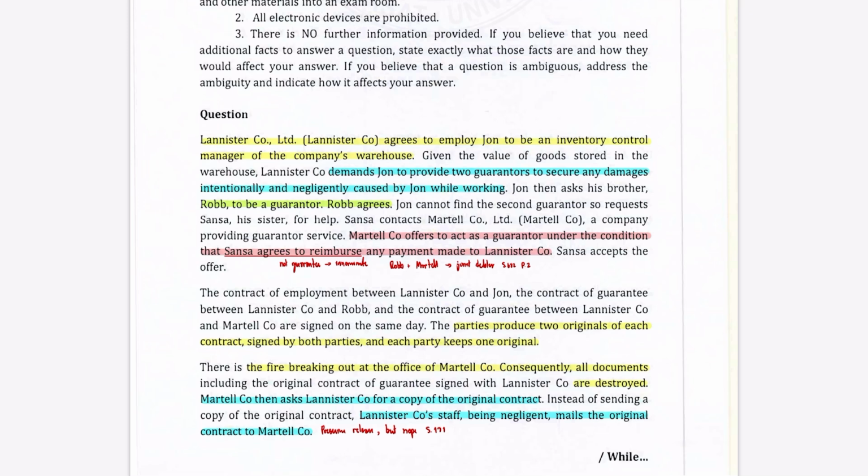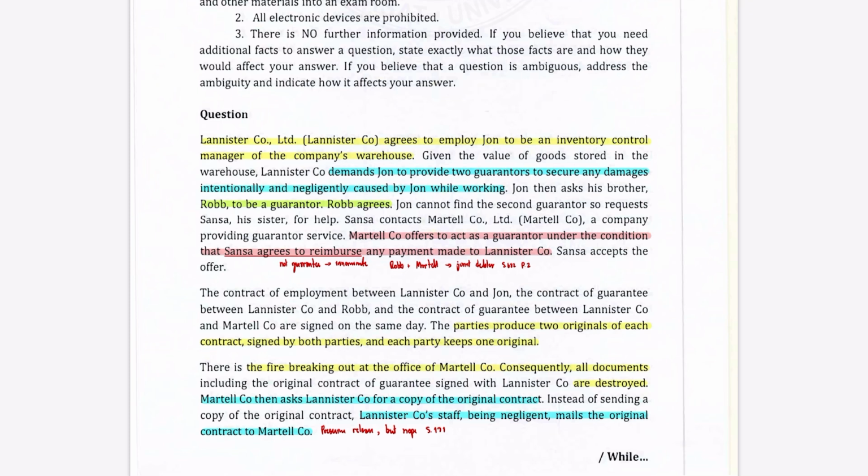Now, Rob was asked to be guarantor by John, and Rob agrees. And then John cannot find the second guarantor, so requests his sister Sansa. Sansa then contacts Matthew Cole. Matthew Cole is a company who normally provides a guarantor service. And Matthew Cole offered to act as a guarantor under the condition that Sansa agrees to reimburse any payment made to Lannister company. Sansa accepts.